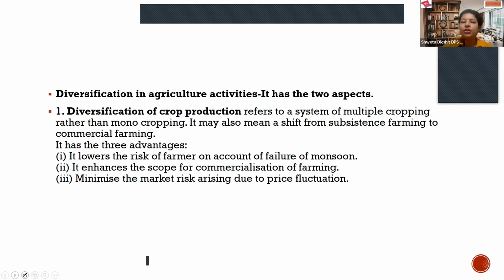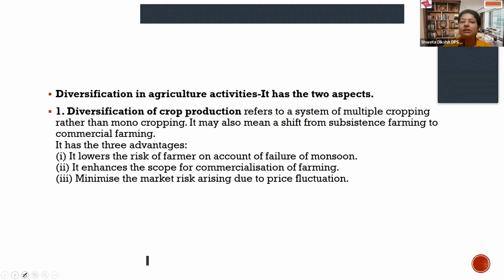First of all, they need to diversify their crop production. That means the farmers need to grow more types of crops. I repeat, the farmers should grow more than one type of crop. That means there should be adoption of a multiple cropping system rather than a monocropping system. This means that they should shift from subsistence farming to commercial farming. These two terms I have already discussed with you in the initial part of this chapter.